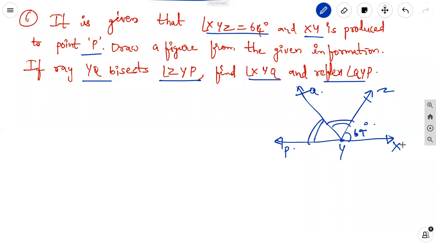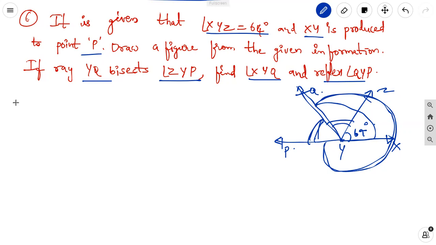Then find out angle XYQ, find out this. And another one, angle QYP, the reflex angle. That is nothing but we subtract 360 minus angle QYP. That is the reflex of QYP.